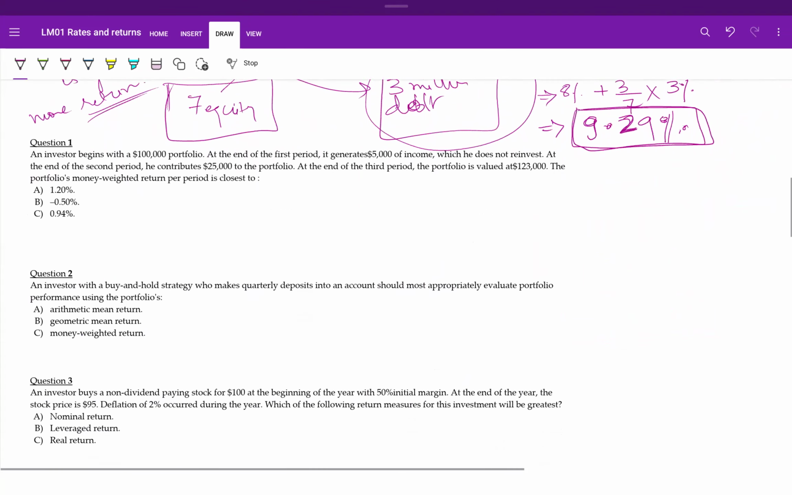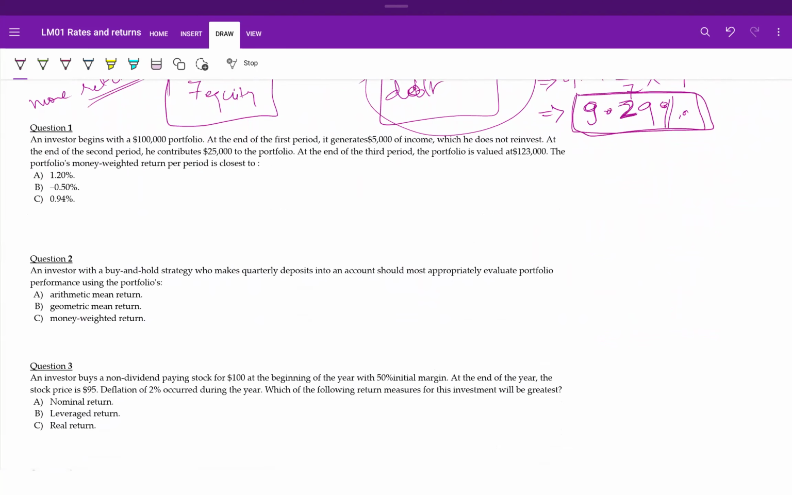Leverage return, I hope this is clear. So question number one: an investor begins with a $100,000 portfolio. At the end of the first period, it generates 5,000 of income, which he does not reinvest. So now the investor is not reinvesting this money. And at the end of the second period, he contributes 25,000 to the portfolio.